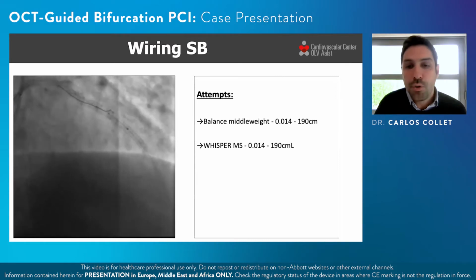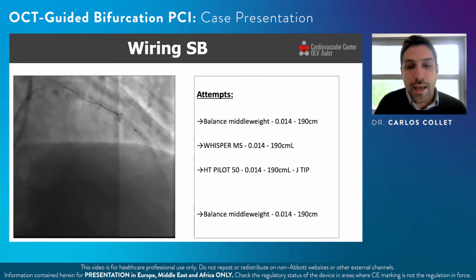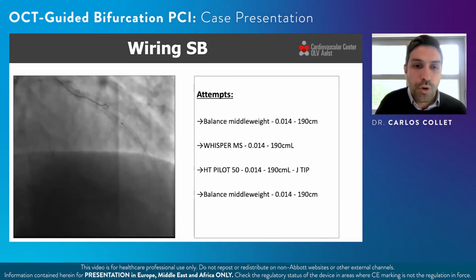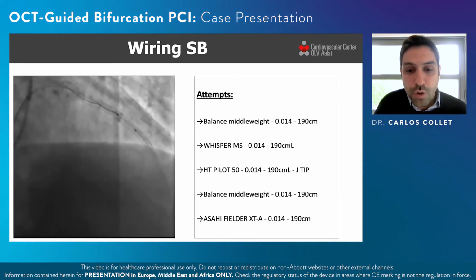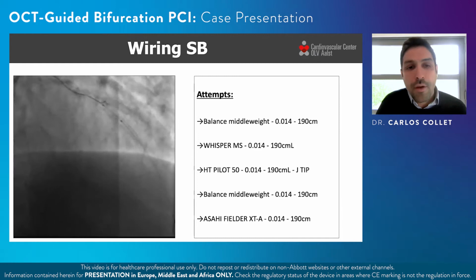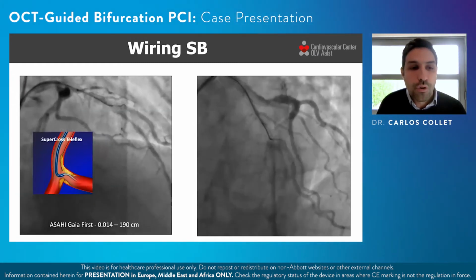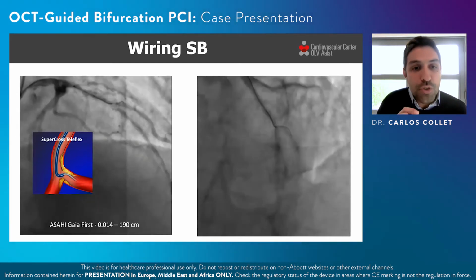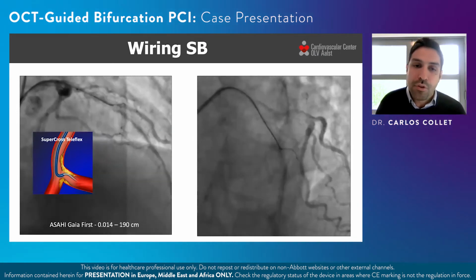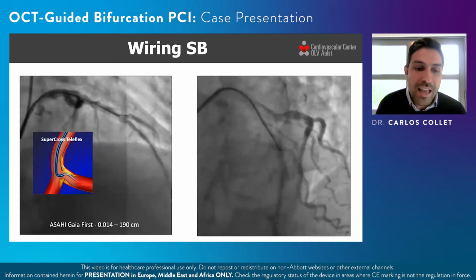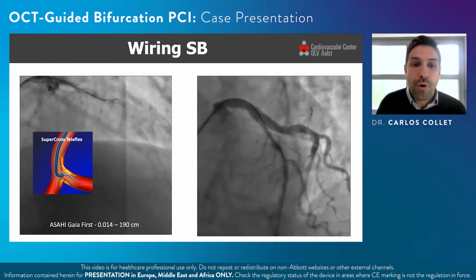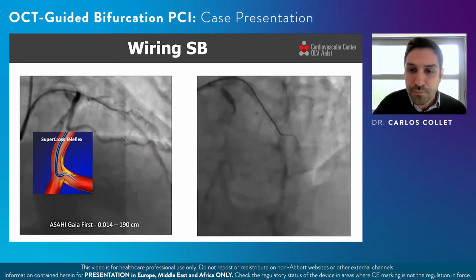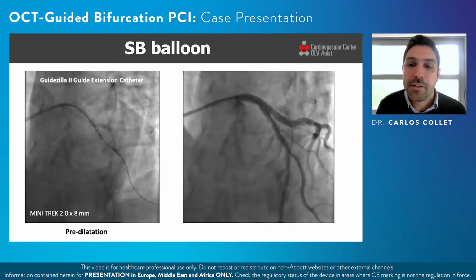We started with a BMW, then we changed to a Whisper, then we used a Pilot, then we used a BMW another time, but none of these wires would go into the diagonal. We used a filter as well, and it didn't work. So finally, we decided to use a microcatheter, a Supercross from Teleflex, which has a 120 degrees angulated tip. And using this microcatheter oriented towards the ostium of the side branch and using a Gaia first, we were able to go inside the diagonal, as you see in the right picture of the right anterior oblique cranial view. We're inside the side branch.